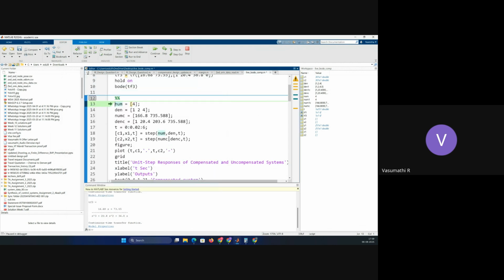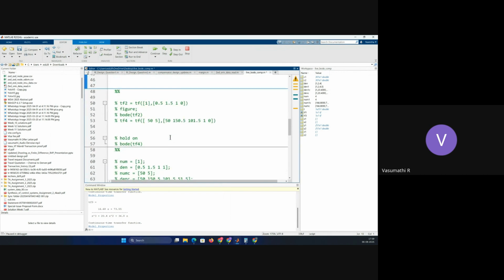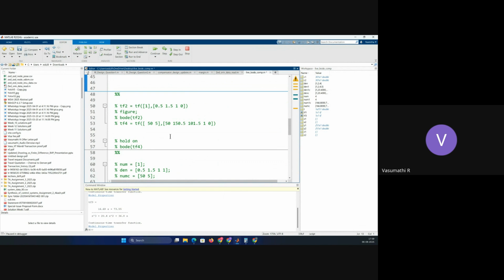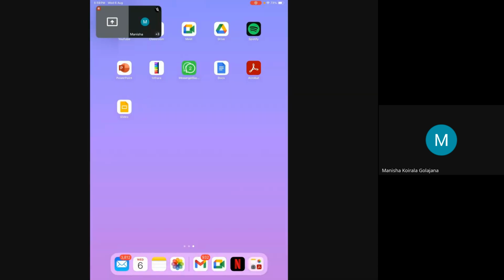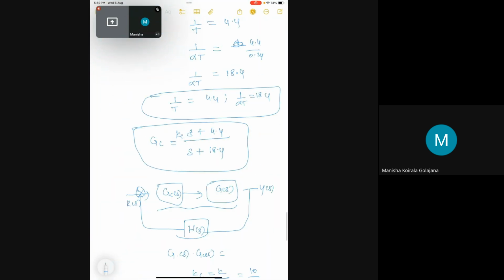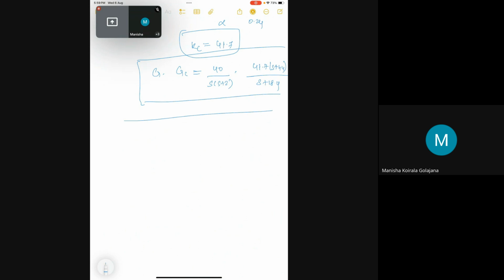Similarly, I wanted to cover the lag compensator technique also, but we are running out of time. I will quickly go through the important points. In another 5-10 minutes, if you can spare, otherwise you can see the live session.